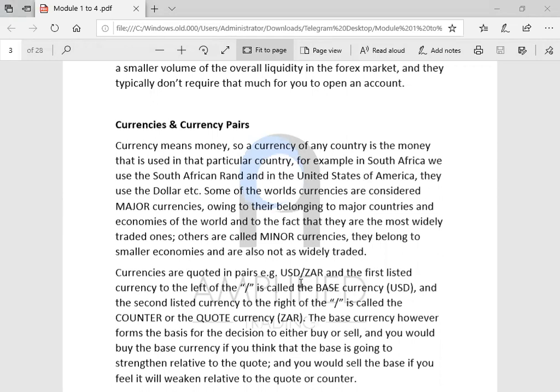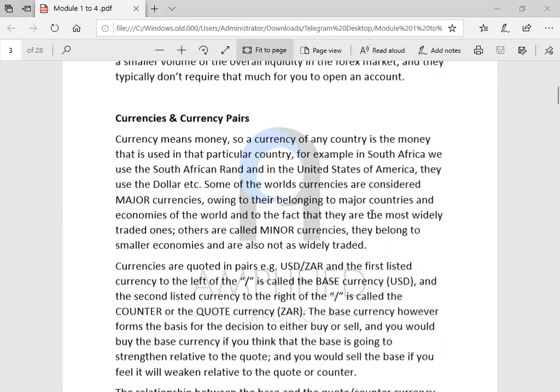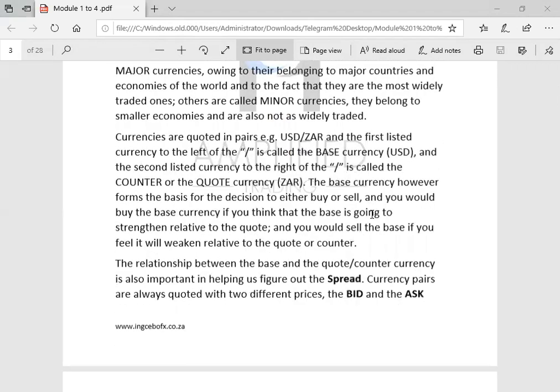Okay, now the one on the left is called the base, and the one on the right is called the quote or the counter. The base currency is the main one that we're going to be buying or selling, and for the counter, you do the exact opposite of what you do to the base. So if you say I'm buying USD ZAR, that means you are buying the US dollar and you are selling the South African rand.